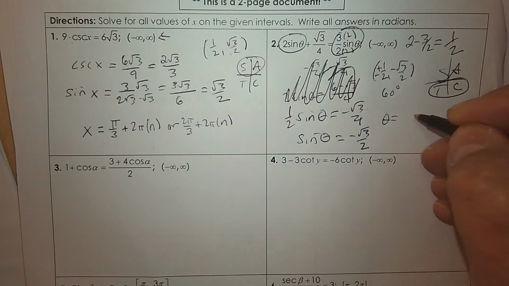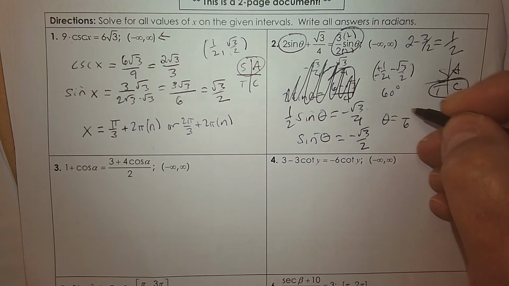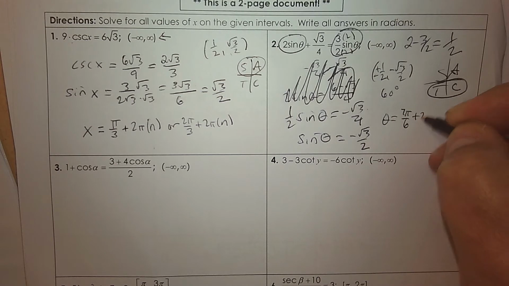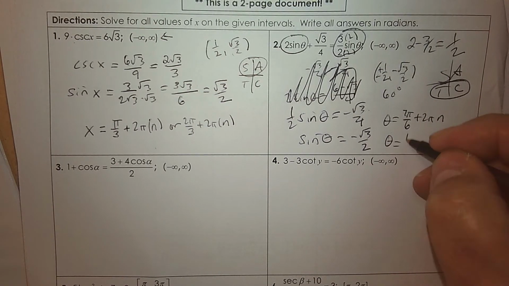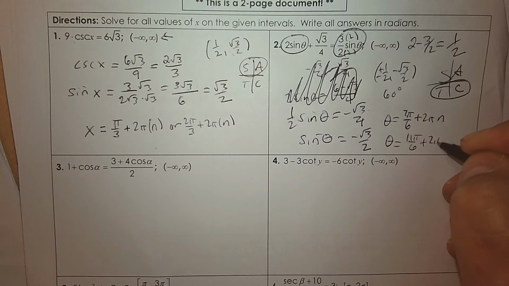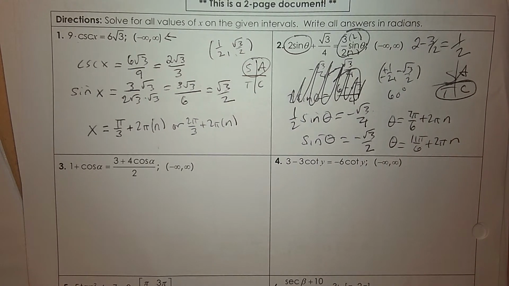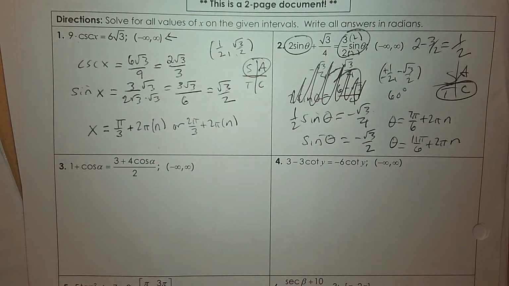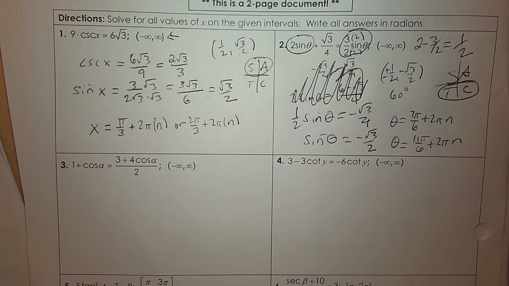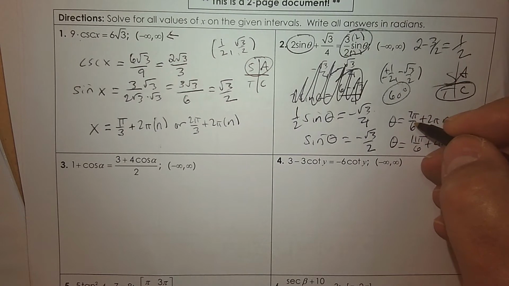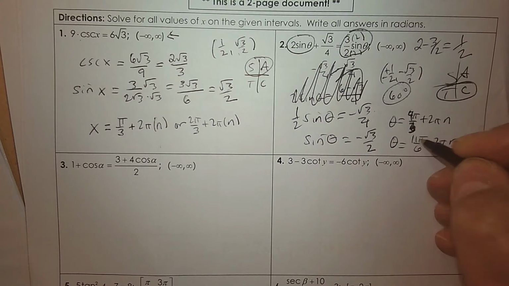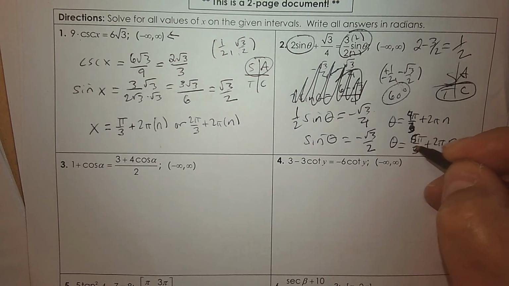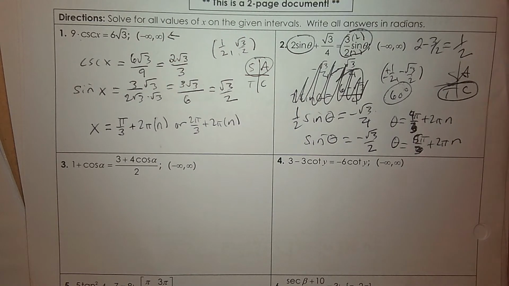So one answer would be 7 pi over 6, and then the generic solution. And the other one would be 11 pi over 6, and then the generic solution, where you'd plug in 1, 2, 3, 4, whatever, to find whatever answer you want. Wait, what is it? Oh, 60 degrees. So this should be 4 pi over 3, and this should be 5 pi over 3. Dear me. Okay, number 3, moving on.